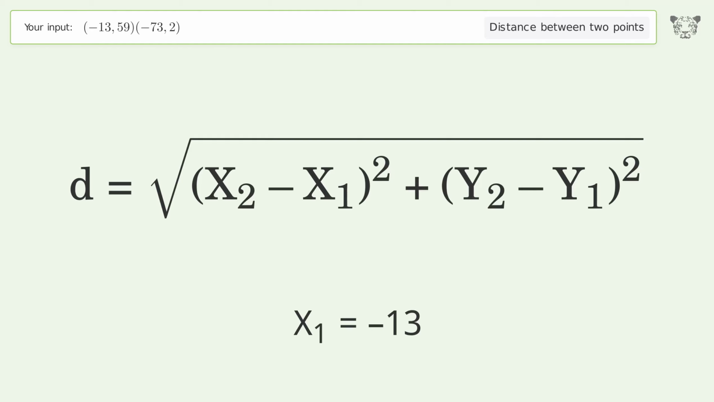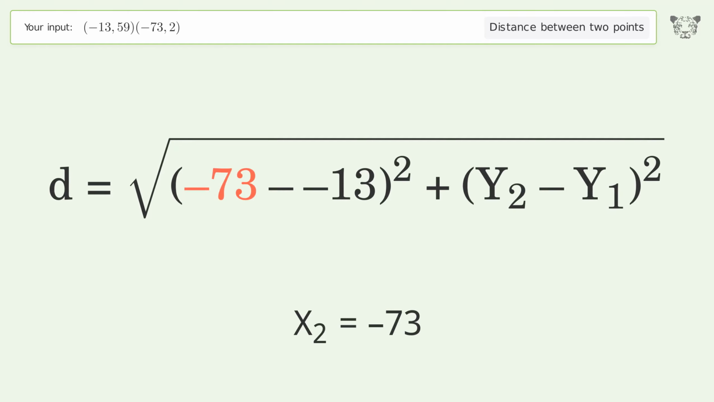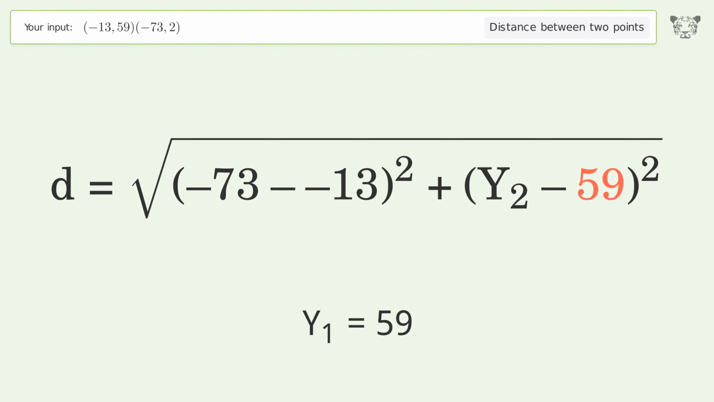x1 equals -13. x2 equals -73. y1 equals 59. y2 equals 2.